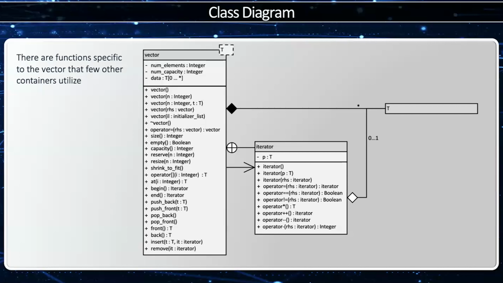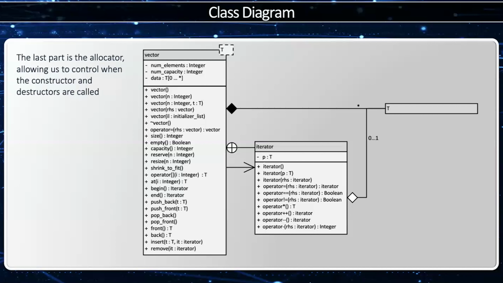Now notice push back and pop back, front and back are all O of 1. Push front and pop front are O of n. In other words, I have to shift everything over. And insert and remove are also O of n because I've got to shift everything to the right of the element being inserted or removed.